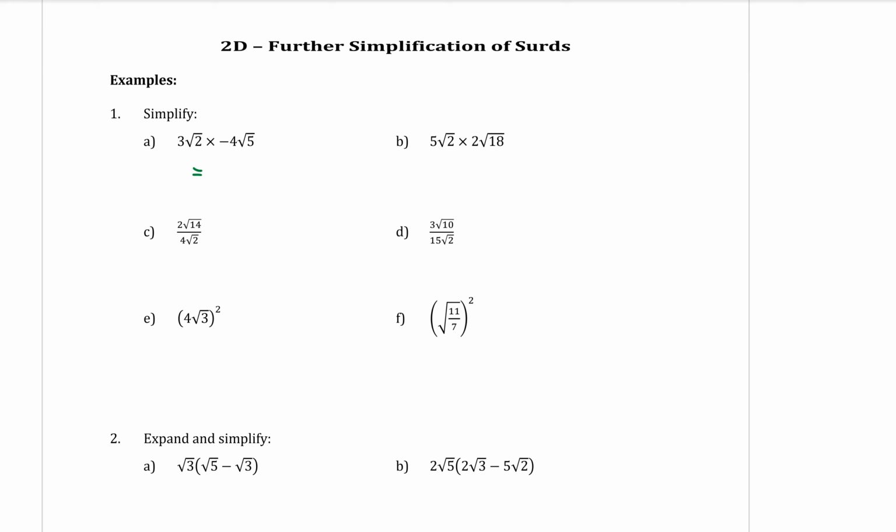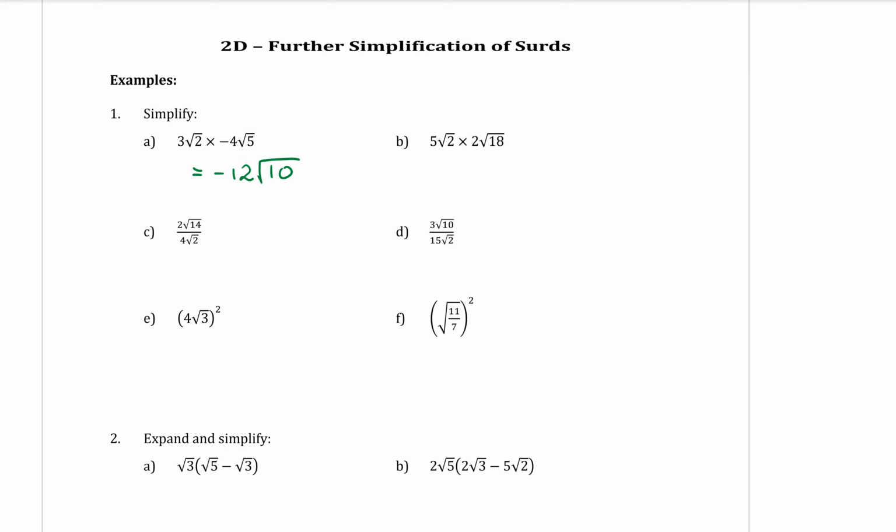So 3 times the minus 4 is minus 12. Then you're going to have a square root sign, and you multiply the numbers underneath the surds together. So 2 times 5 makes 10. Always check to see if you can simplify your surds, but 10 is not going to divide by a perfect square, so that is it.